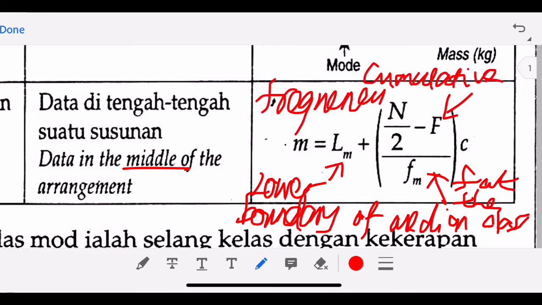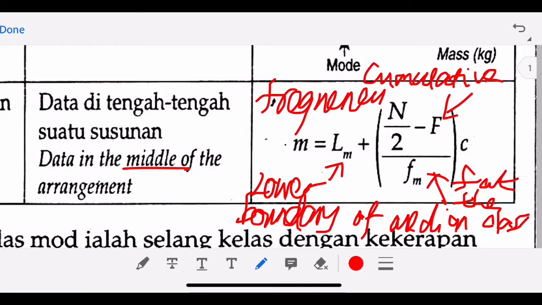So I just want to explain the symbol here. The big F is cumulative frequency, the L is the lower boundary, and the small f is the frequency at the median class. So first step, you have to identify your median class before you can determine your median. Please remember the big F is the cumulative frequency before the median class. Then make sure you put minus, not plus. We have plus first, followed by minus.